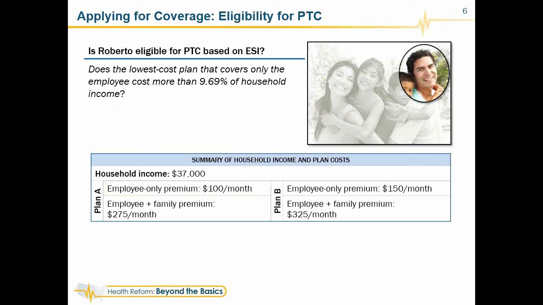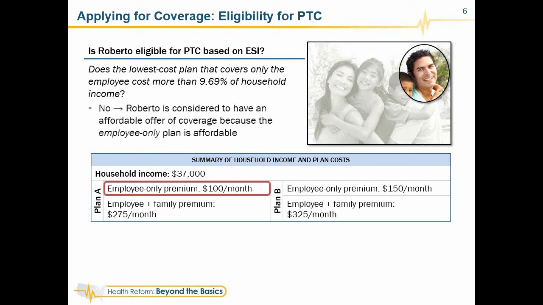So what about Monica's husband? Is he eligible for premium tax credits based on the cost of the coverage? As a reminder, for her husband, we're going to still look at the lowest cost plan, so Plan A, and the employee-only premium. And this is really a classic illustration of the family glitch. And again, since it was considered affordable coverage for Monica, it's going to be considered affordable coverage for Roberto.